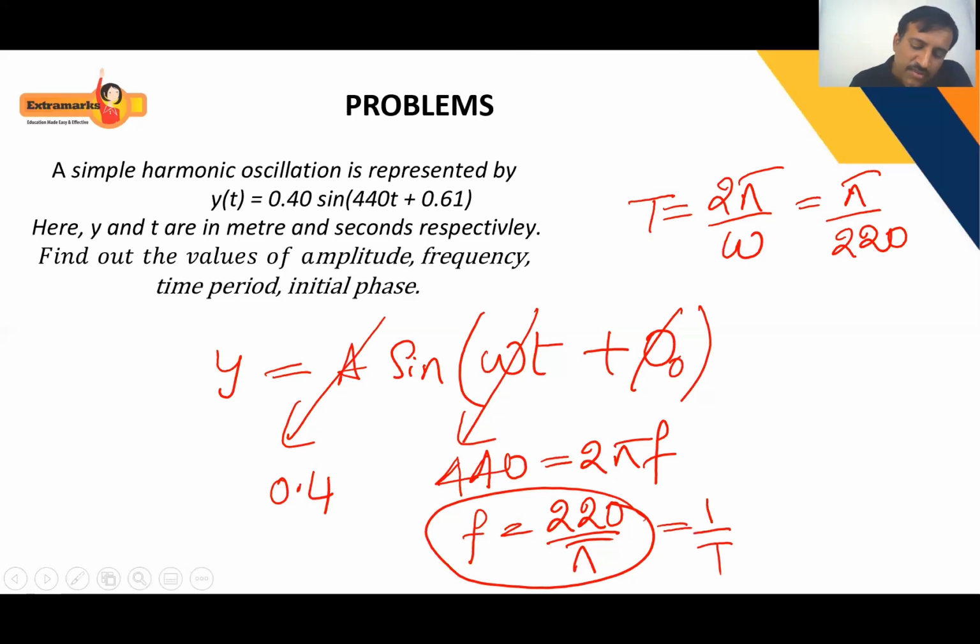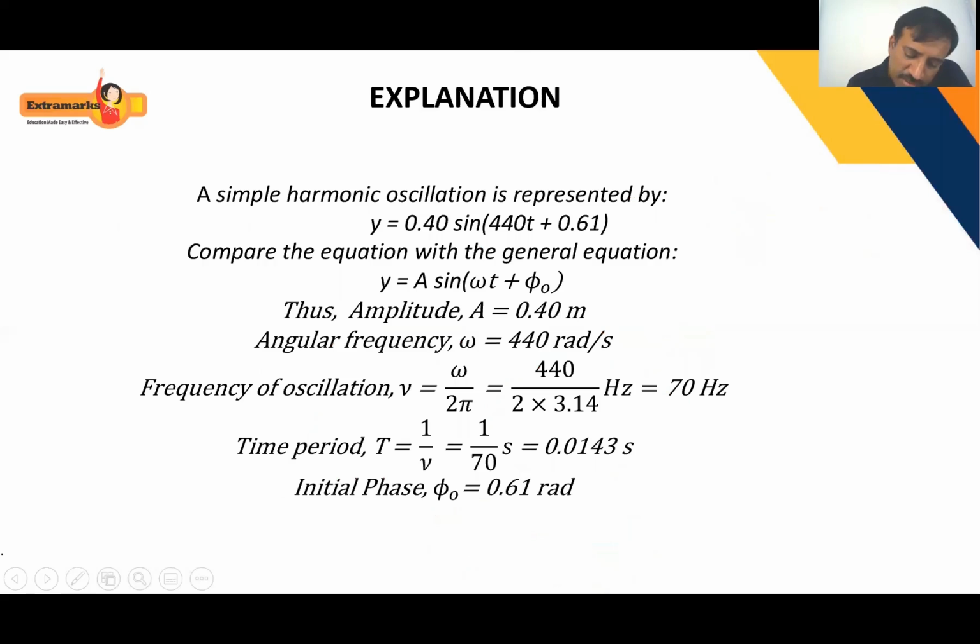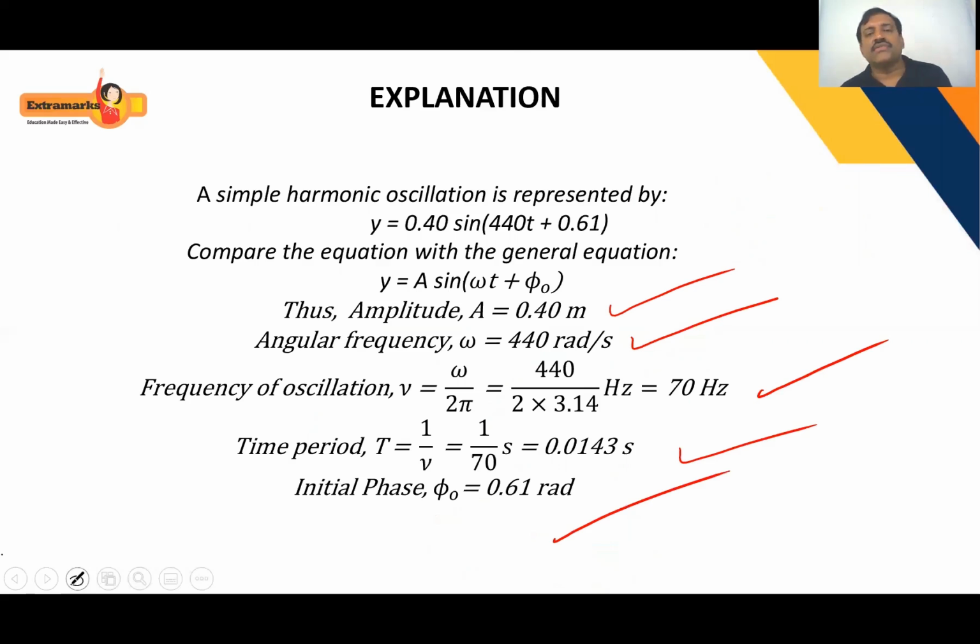Correct. Then what is initial phase? Initial phase is 0.61. This is how. But you can see the solution here. Amplitude, right. Omega given, right. f is equal to omega by 2 pi. Correct. And inverse of that is this. Yes, yes. This is what we have to solve.